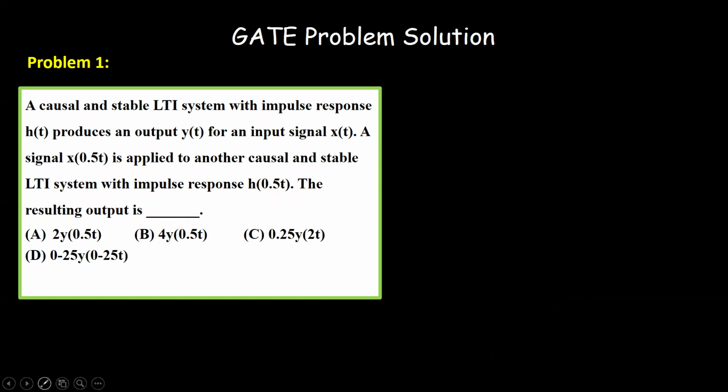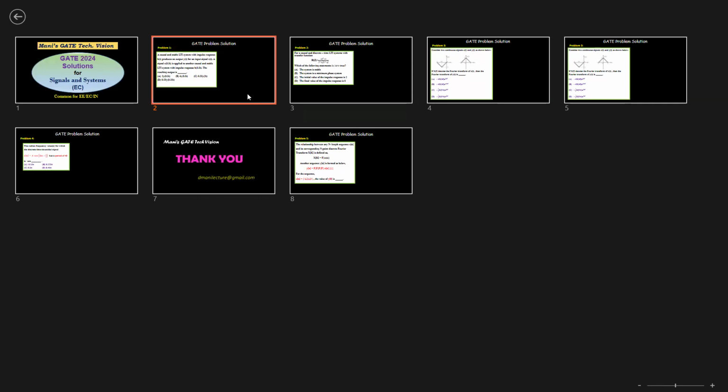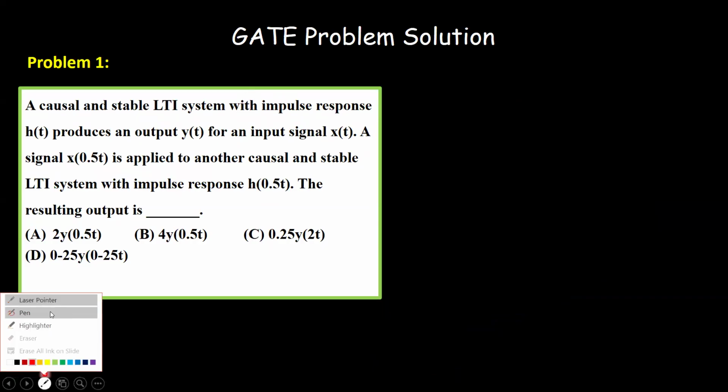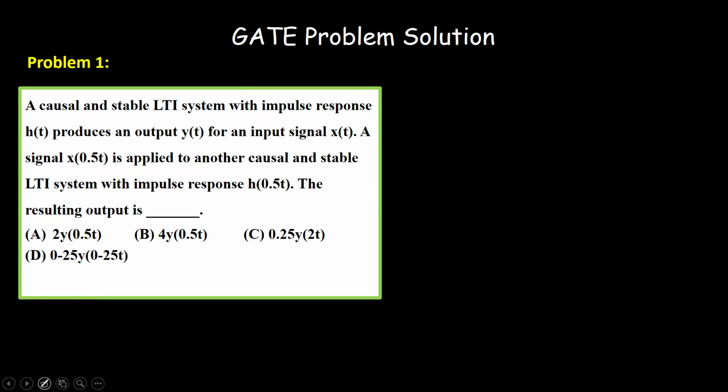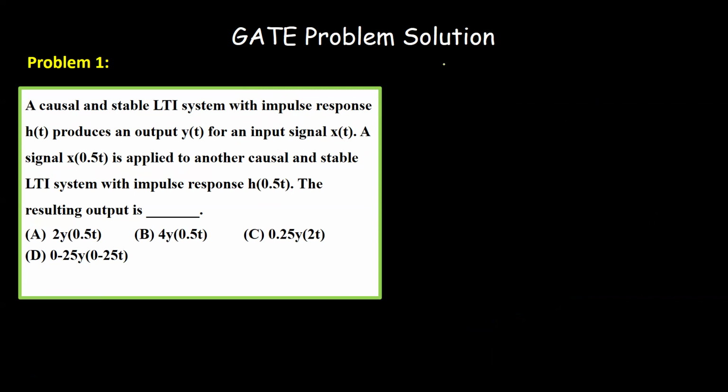Okay, so they have given the conditions for two LTI systems. So we need to solve for the resulting output. Let me write the system output first. This is for the first LTI system. They have given the input as x of t and h of t is the impulse response. Then the output will be y of t. We know y of t is nothing but the convolution of x of t and h of t. x of t is the input, h of t is the impulse response of the LTI system.